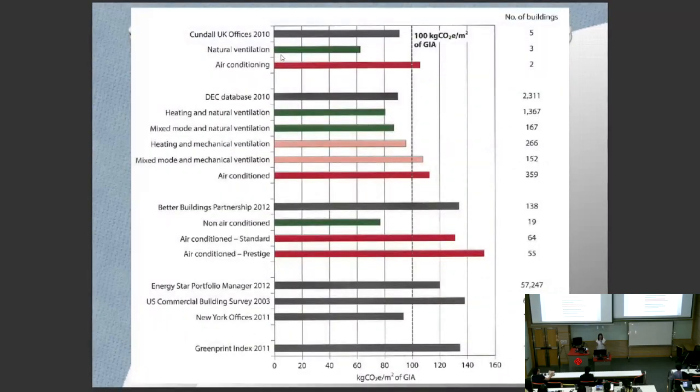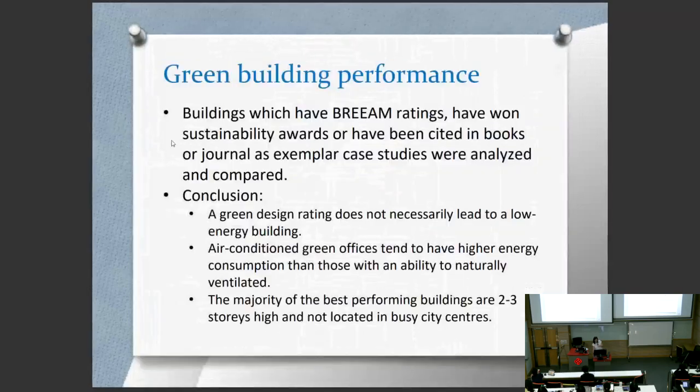Okay, so using a new benchmark proposed by this author, 100 kg carbon dioxide equivalent per square meter. You can see the comparison for air-conditioned buildings, and then standard and prestige. Based on different data, the author compares the carbon emissions with the benchmark. So this is only a reference.